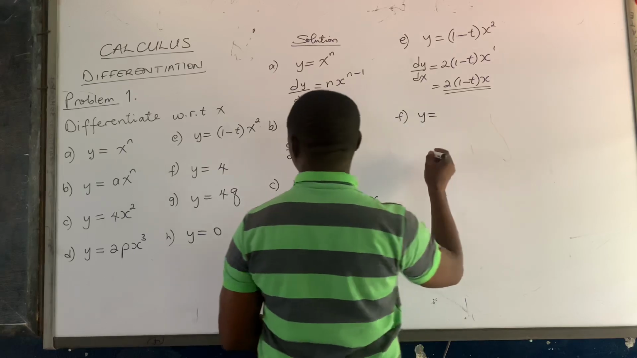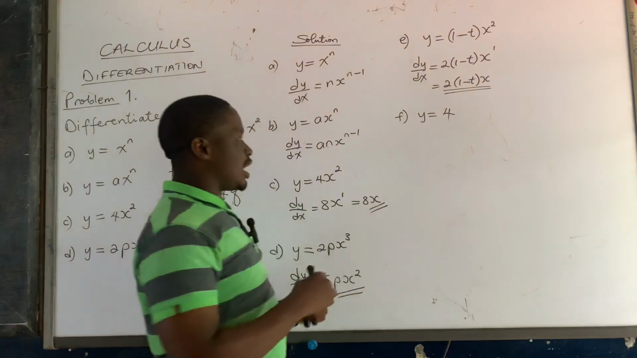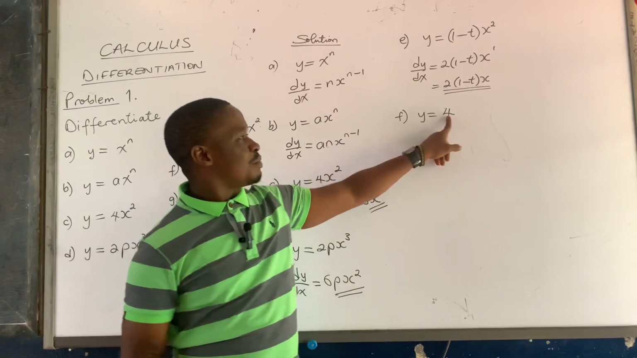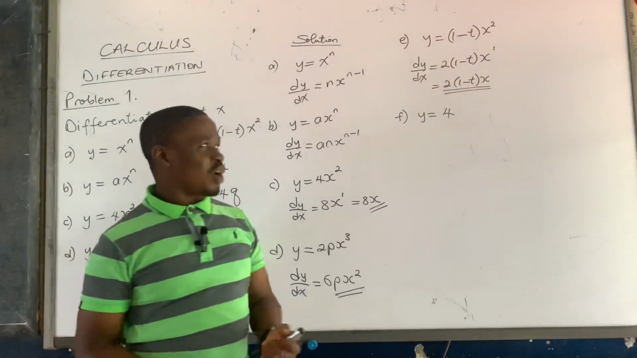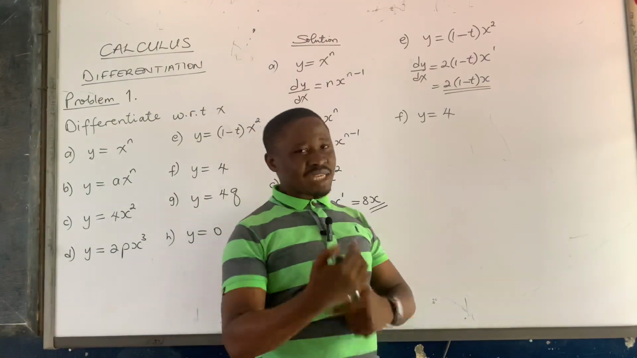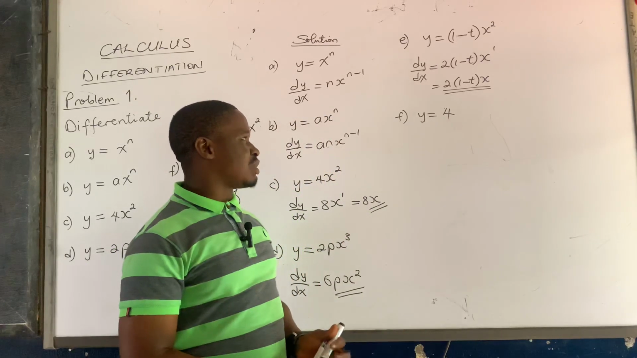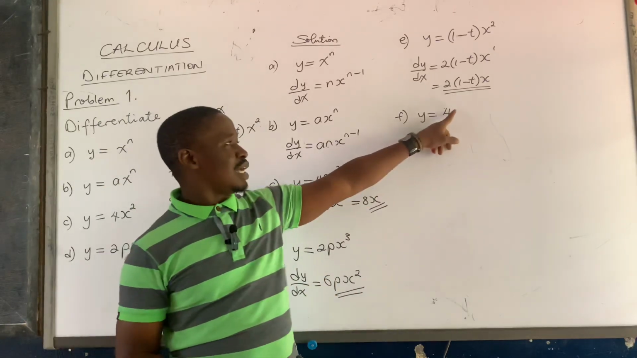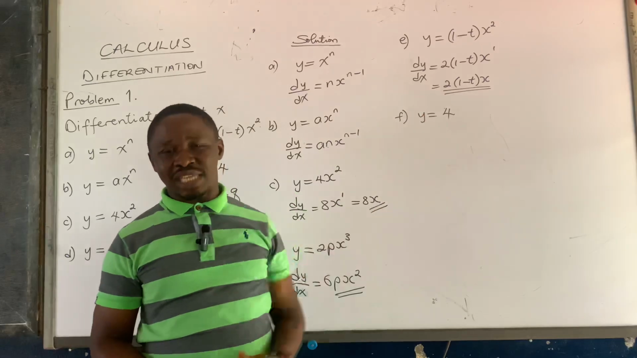Y is equal to 4. We want to differentiate 4 with respect to x. Alright, but it seems difficult. It seems impossible because our physical eyes cannot see x. But the only thing is that mathematically there is x.